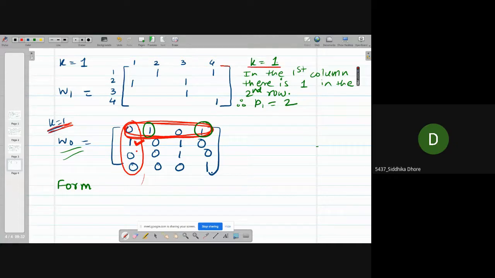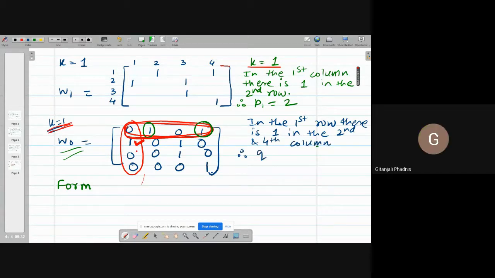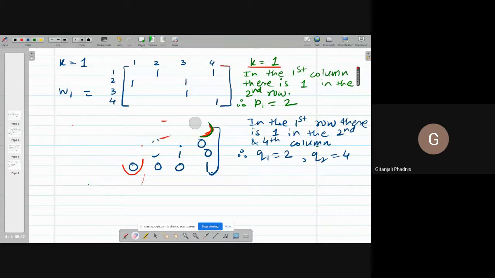In the first row, there is 1. Now I'll write the third, second column. In the first row, there is 1 in the second column and the fourth column. Therefore, Q1 is 2 and Q2 is 4. And now I'm going to form all the ordered pairs Pi, Qi.